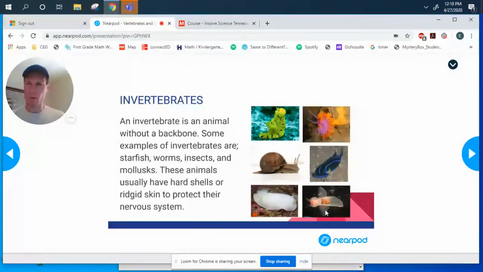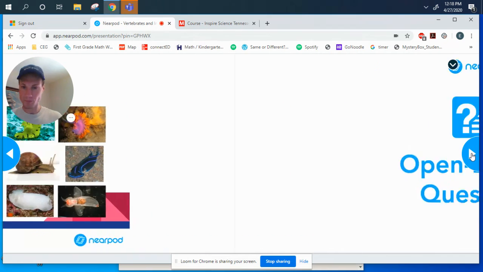Many times, like when you step on a bug, you'll hear a cracking sound. That's because bugs have this hard skin that protects their insides. So many invertebrates have either shells or hard, kind of firm skin to act as almost armor to protect them from injuring their nervous system.